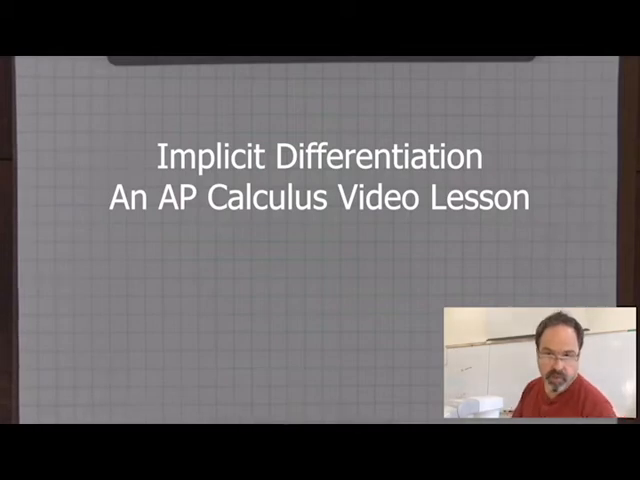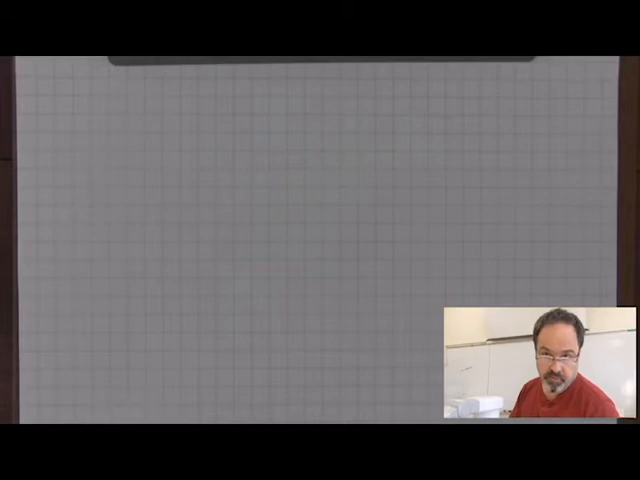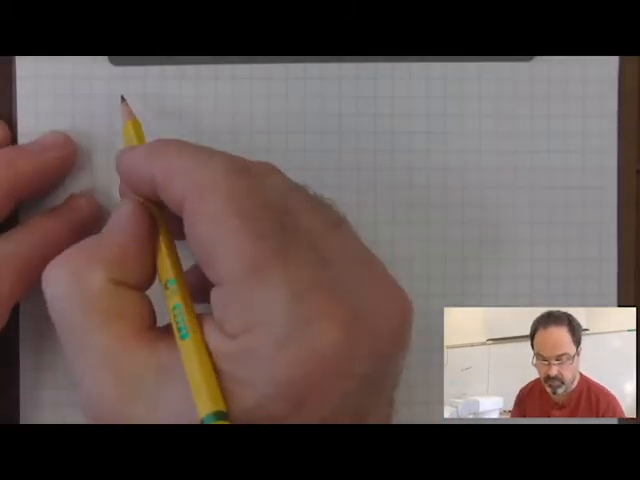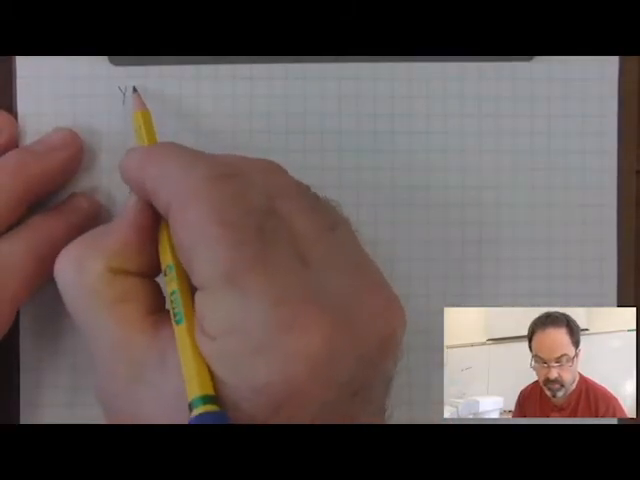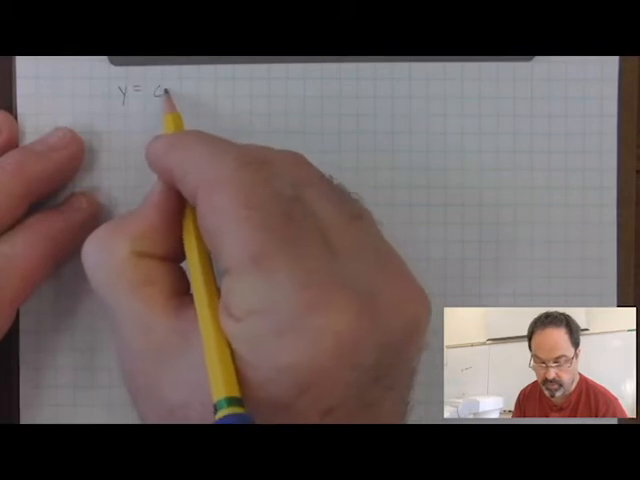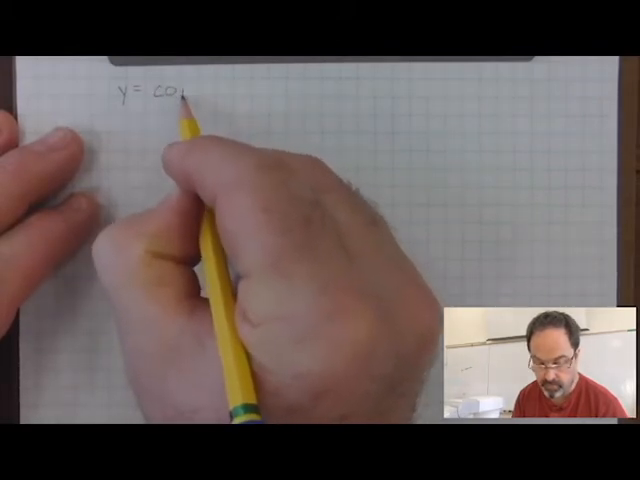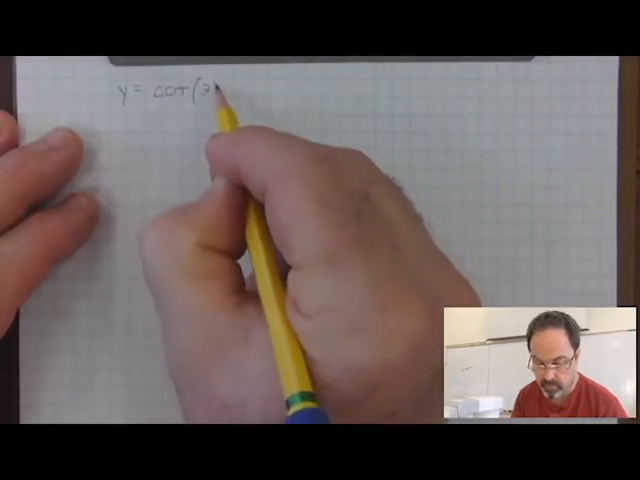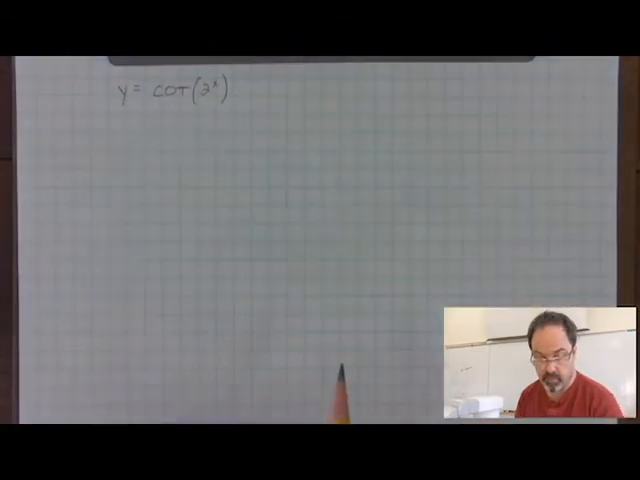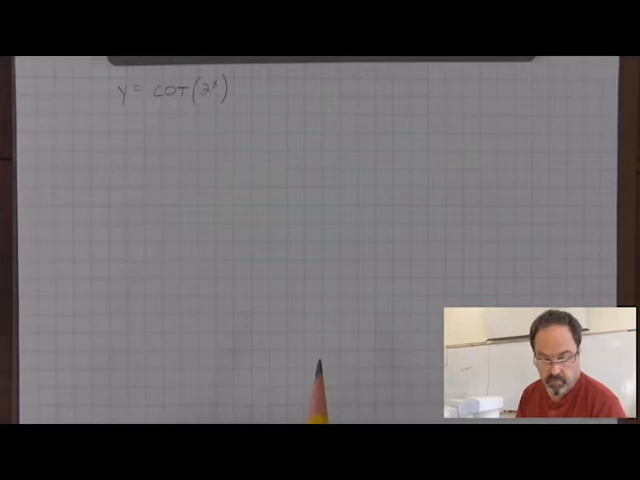VLSos here. This is a video lesson on implicit differentiation. First, let's look at a function and take a derivative that is familiar. Y equals the cotangent of 2 to the x.